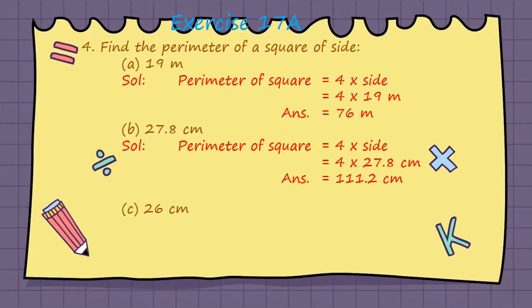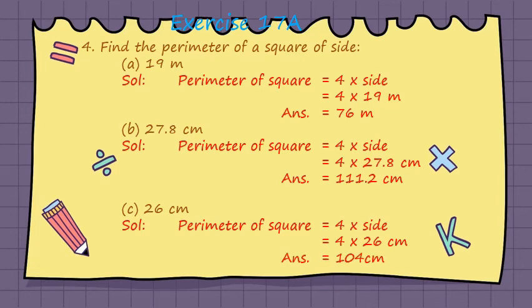Here you have to find the perimeter of a square of side 26 centimeter. Again children, the perimeter of square is equal to 4 multiplied by side, and side is equal to 26 centimeter. So 4 multiplied by 26 centimeter, which is equal to 104 centimeters.